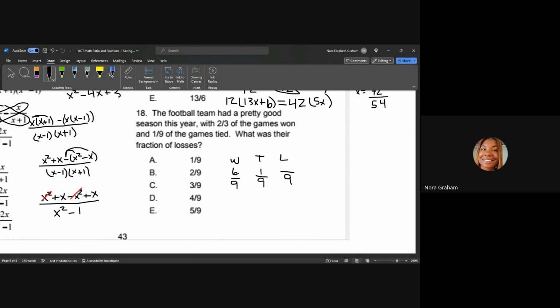So I can do 6, 7. Yeah. So wait, 7, 8, 9 is going to be 2 because we want it all to equal 9 over 9 if I add all these together. All right. So 6, 7, 8, 9. That's why that's going to be 2. Yeah. So 9 minus 7 is 2. Yep. So our answer would be B.